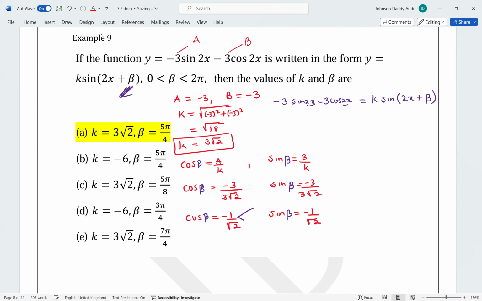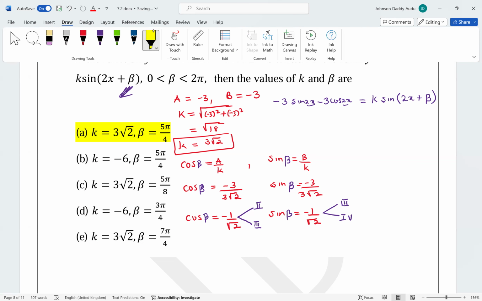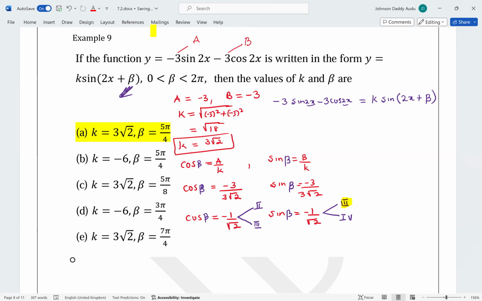We just follow the same procedure. This is cosine beta. Cosine is negative in the second, or in the third. Sine is negative in the third, or in the fourth quadrant. Now, what we have in common here is the third quadrant. So it means we're in the third quadrant.